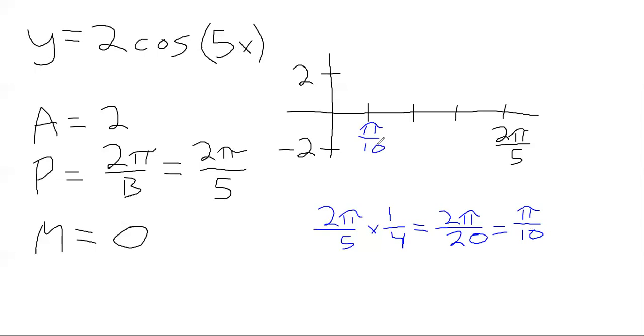Now once I have that 1 pi over 10 for the first section, I can multiply it by 2, 3, 4, 5, or whatever I need to find the second, third, fourth, or fifth section of the graph. If I multiply pi over 10 by 2, I end up getting pi over 5 if I simplify the fraction. If I multiply pi over 10 by 3, I would get 3 pi over 10.